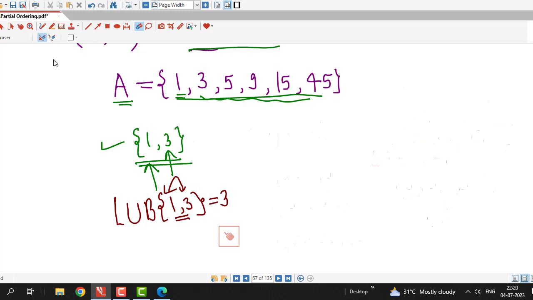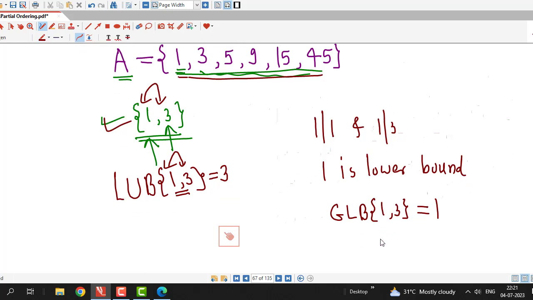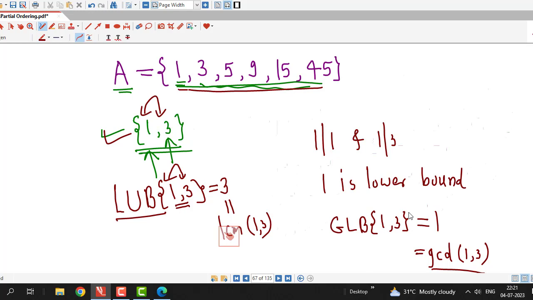Now we check for greatest lower bound of this subset. So greatest lower bound means we have to decide that element which divides both of these two. So the obvious element is 1 only, 1 divides 1 and 1 divides 3. Therefore 1 is a lower bound of this set. And there is no other element which divides 1 as well as 3. Therefore greatest lower bound is 1. So for this subset, least upper bound is 3 and greatest lower bound is 1. And you can see this is nothing but the greatest common divisor of 1 and 3. And here we can say that least common multiple of 1 and 3 is the least upper bound. Greatest common divisor of 1 and 3 is 1, which is the greatest lower bound of this set.